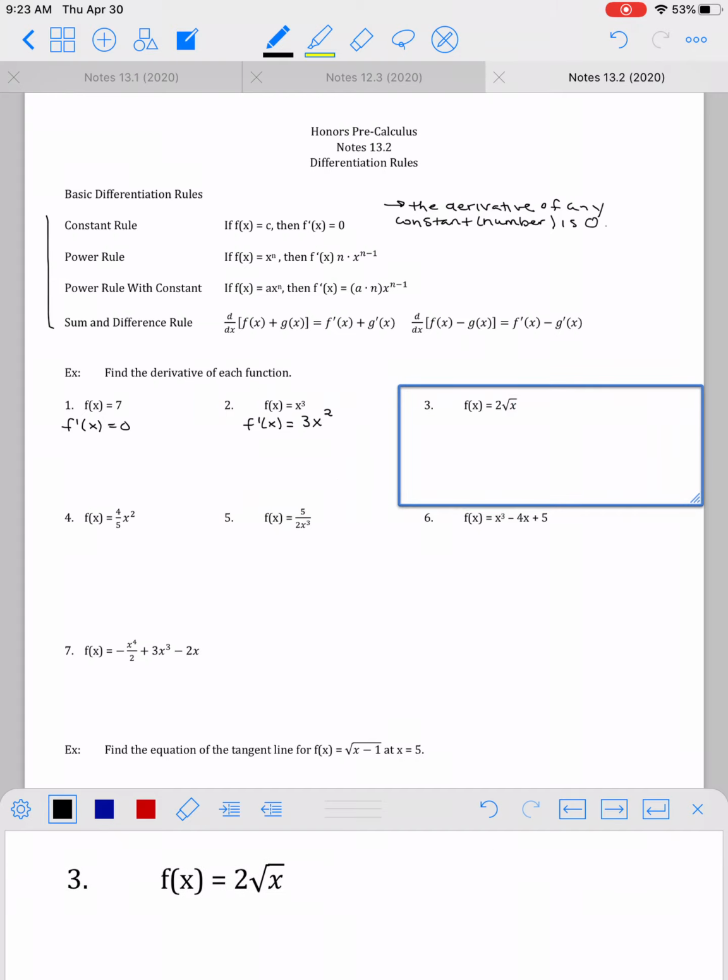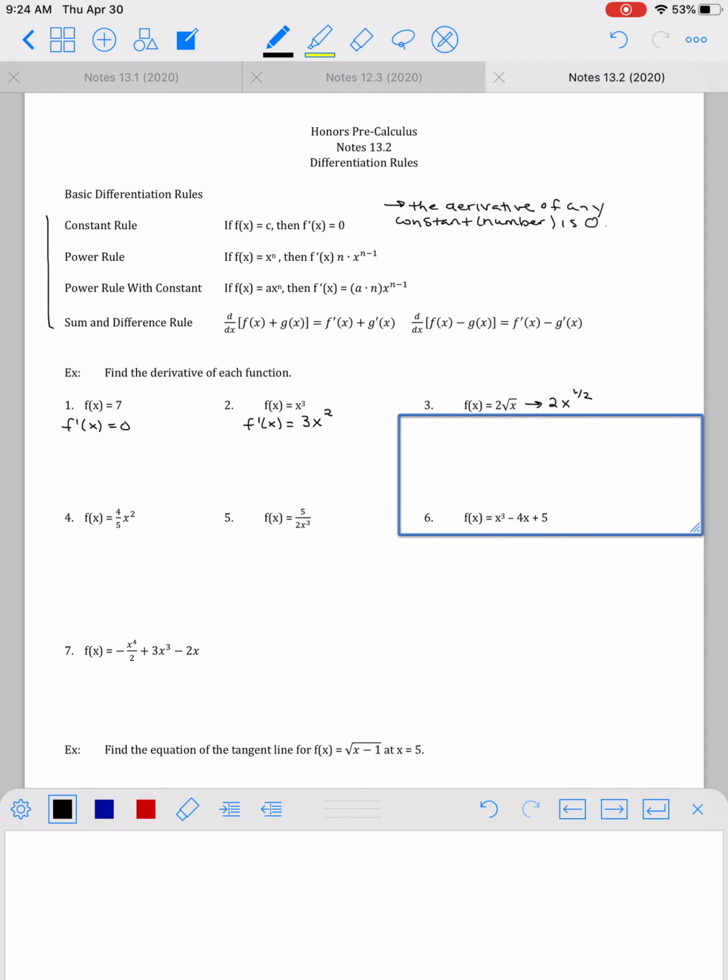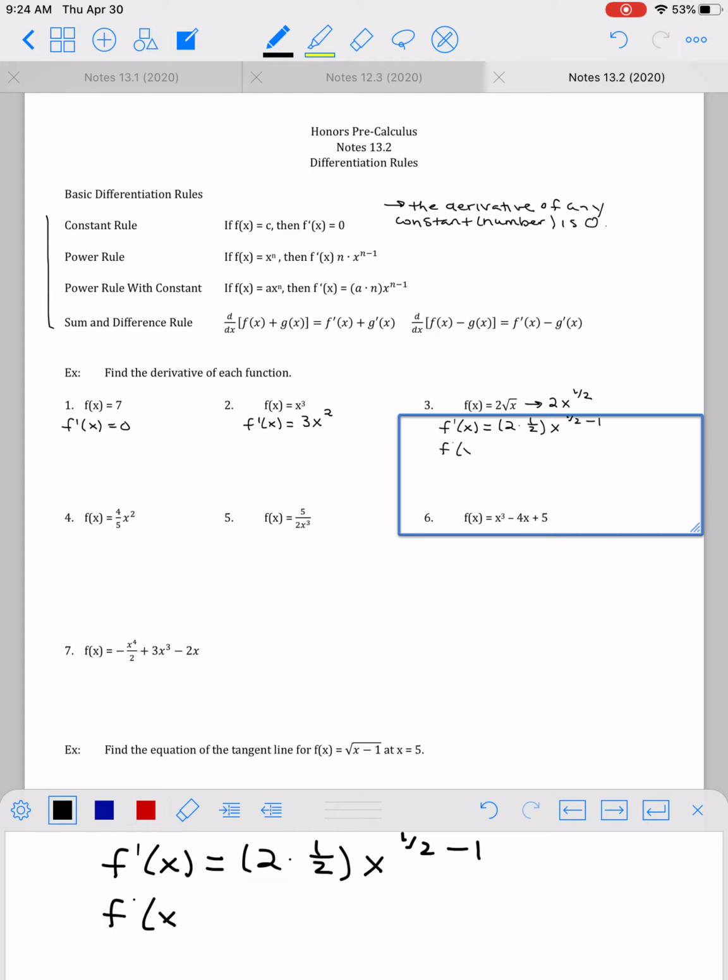Here in 3, I recommend we get rid of that radical and use a fractional exponent of a half. And now when we go to find our derivative, it's f prime of x. And then we're going to multiply the 2 by a half. So 2 times 1/2, write down the x. And then we're going to reduce our power on the top, 1/2 minus 1. So my derivative is going to be x to the negative 1/2.